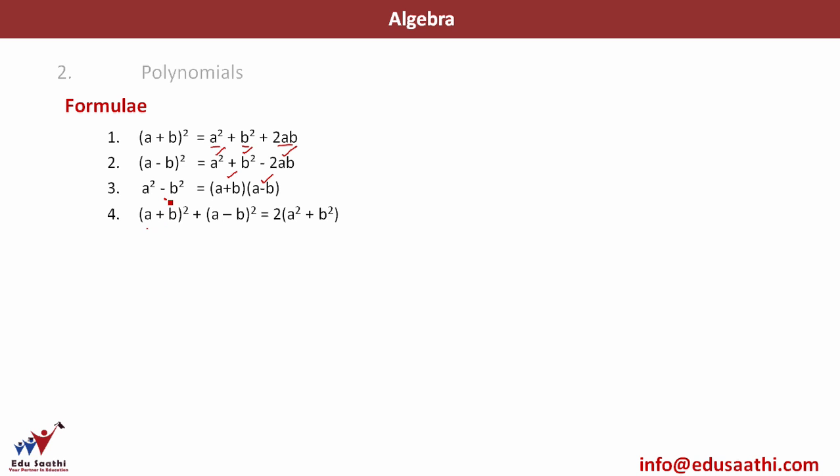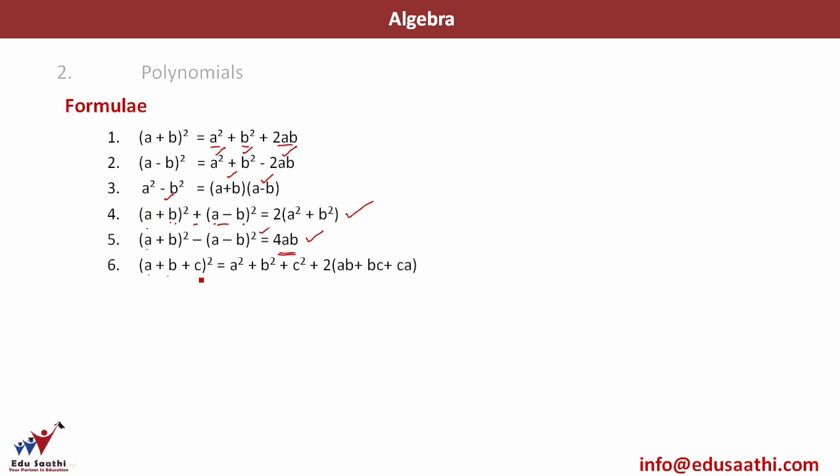(a + b) whole square plus (a - b) whole square. So it will be a square plus b square plus 2ab, a square plus b square minus 2ab. That plus 2ab and minus 2ab would get cancelled out to give you 2 times (a square plus b square). The next that you have is (a + b) whole square minus (a - b) whole square. So if you look at it, the 2ab thing that got cancelled out the last time would actually be added this time to give you a value which is 4ab.